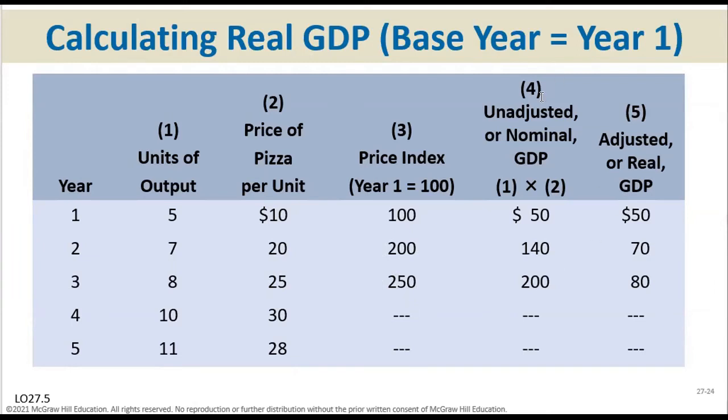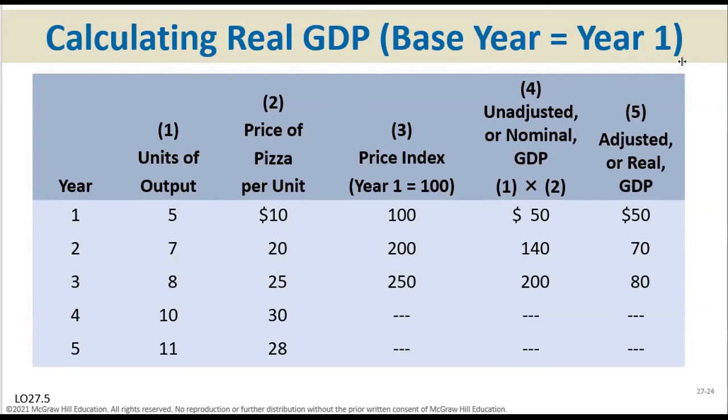For the unadjusted GDP, what we call nominal GDP, is the GDP evaluated at the price prevailing when we produce the good. So that means that the price prevailing in year one is 10. You multiply the 10 by the output produced, you have 50. 20 by the output produced, 7, you have 140, right? 25 by the output produced, you have this number. So check your understanding to finish the rest.